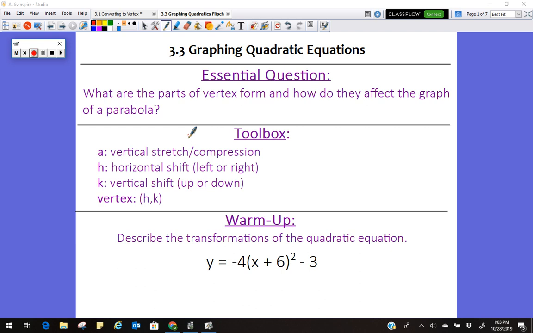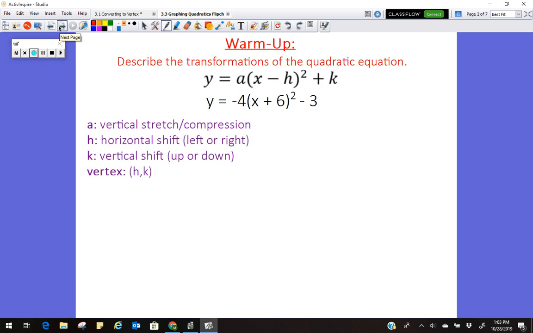Alright kiddos, today we're going to talk about the parts of the vertex form and how it affects the parabola. You see the things there in your toolbox, how H, A, and K affect it. Let's look at this problem right here: negative 4 times (x plus 6) squared minus 3. The A, which looks like 4, actually is negative 4. H is negative 6 and K is negative 3. That gives you a vertex of negative 6, negative 3.